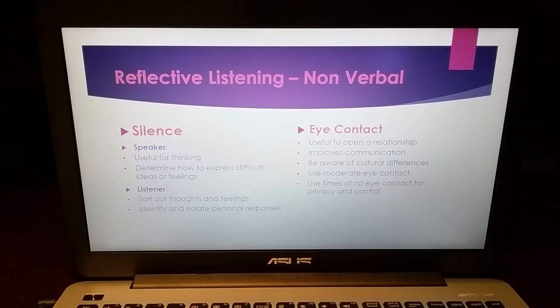Okay, so there are also nonverbal reflective listening skills. Silence. Silence isn't always necessarily a bad thing in a conversation, because sometimes silence means that you're thinking about something, or you're trying to figure something out. And it gives you time to process, and depending upon your body language, it can actually say that you're listening. And then eye contact is important. Eye contact is a tricky thing, though. You don't want to have too much eye contact, but you want to make sure you have enough so that they know that you're engaged in the conversation.